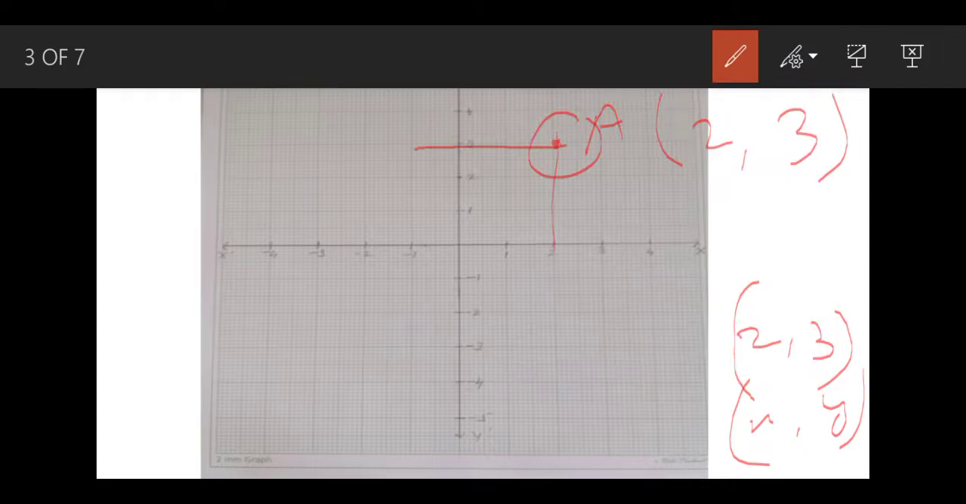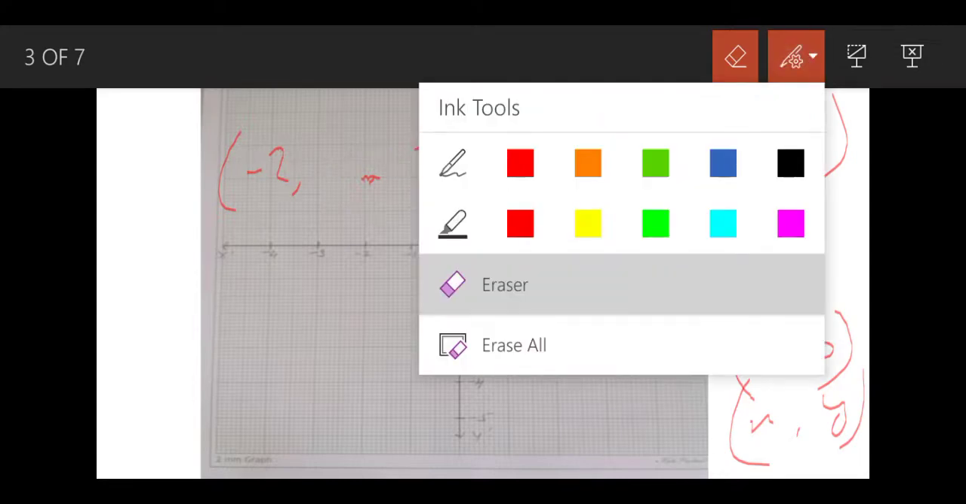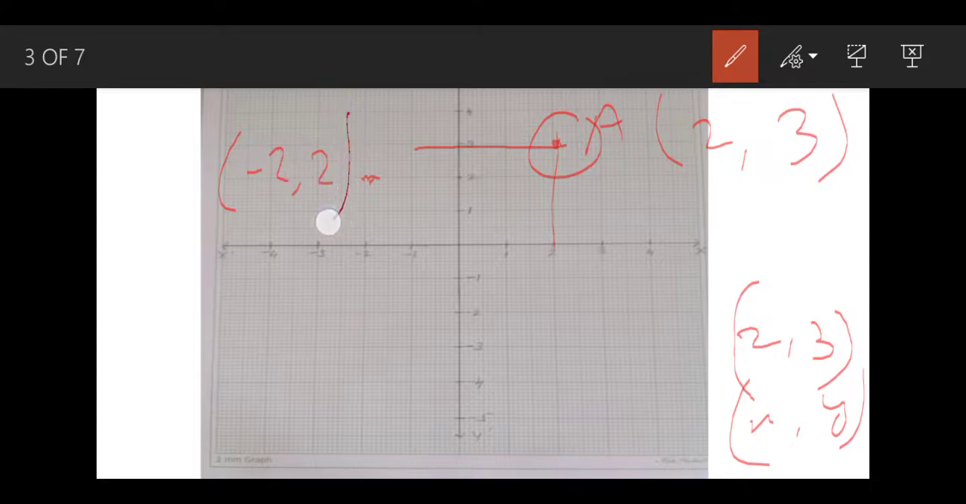Suppose we have to mark minus 2 comma 2, so we will take x as minus 2 and y as 2, the intersection of these two lines, this point. To write (x, y), first of all we have to mark x, then y. This point is minus 2 comma 2.